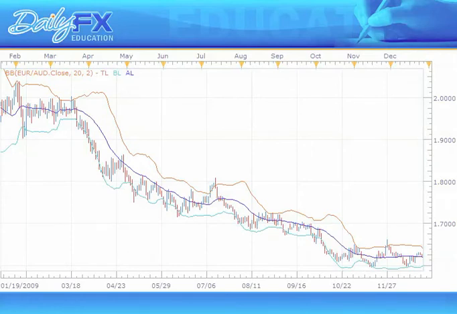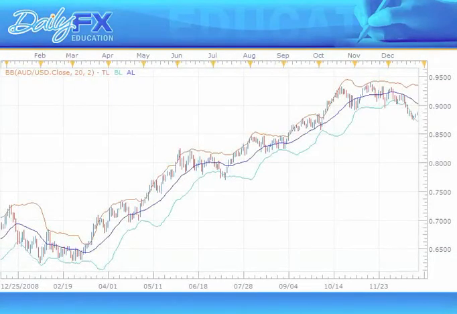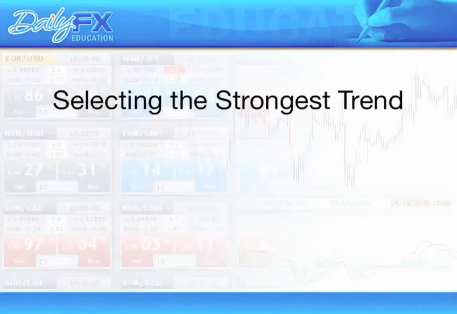If the bands are moving down and the market is below the 20-day simple moving average, the trend is considered to be down. Here's an uptrend with the Bollinger Bands. If the bands are moving up and the market is above the 20-day simple moving average, the trend is considered to be up.